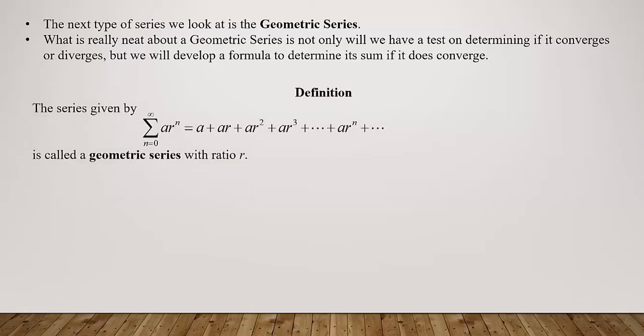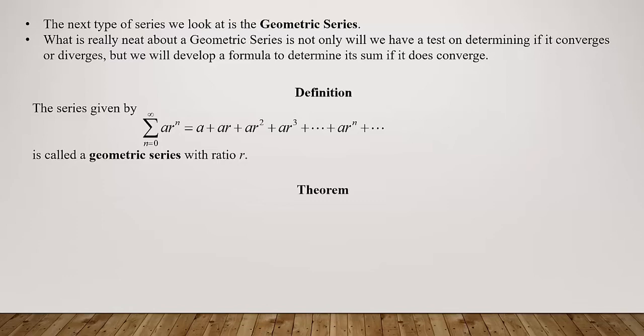But first, let's define what a geometric series is. The series given by the sum n equals 0 to infinity of a r to the n. I wrote out some of the terms: the first term is a, plus ar squared, plus ar cubed, plus and so on, plus ar to the n, plus and so on. That's called a geometric series with ratio r. So r is called the ratio of the geometric series.